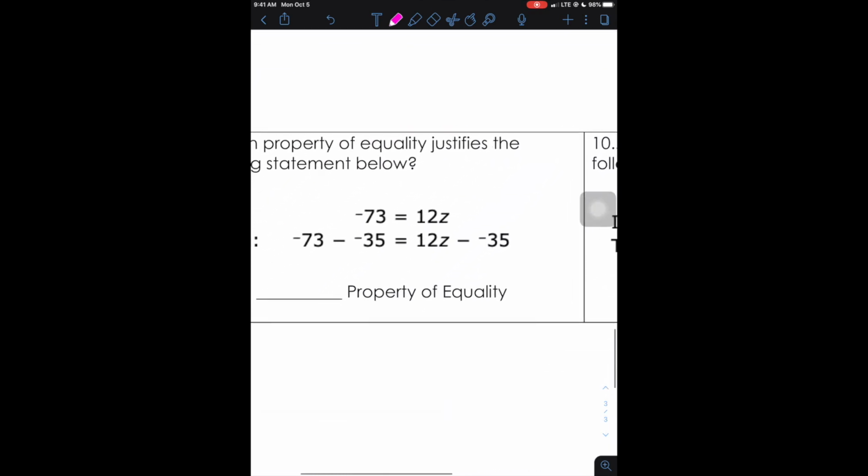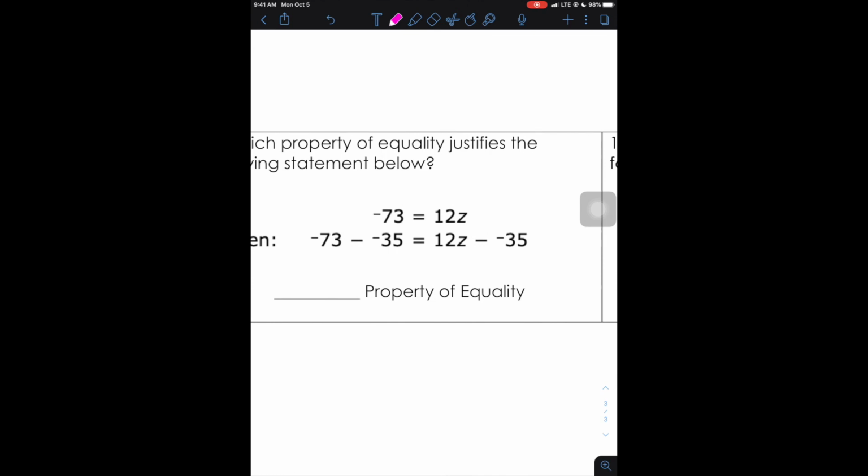Let's take a look. Okay, so here, what are they doing? They started with this, and they subtracted negative 35 on both sides. So they have an expression where both sides were equal to each other, and they subtracted a common number, negative 35. That's the subtraction property of equality. So there really isn't much to it. It's just looking and seeing what operation they are doing.